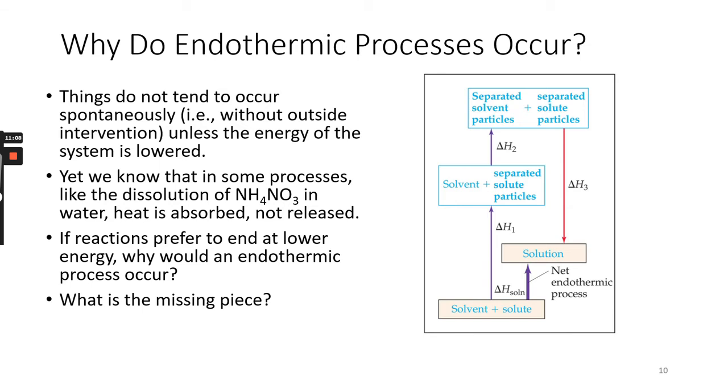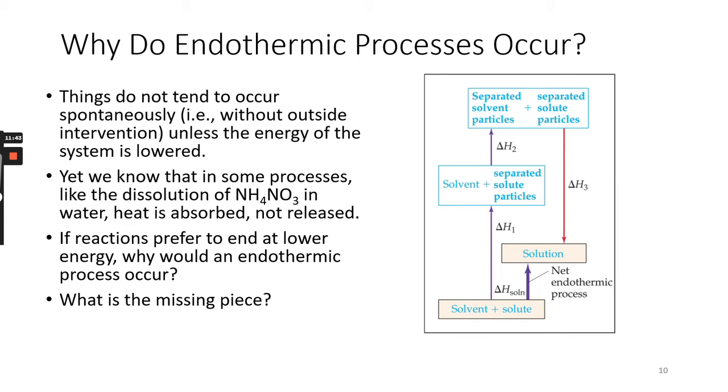So why do endothermic processes occur? Again, we said that they're ending at a higher energy state. Why do they occur? Things do not tend to occur spontaneously without outside intervention, unless the energy of the system is lower. Okay? Yet we know that if we are mixing ammonium nitrate, that is endothermic, and heat is absorbed and not released. If reactions prefer to end at a lower energy, why would this proceed?